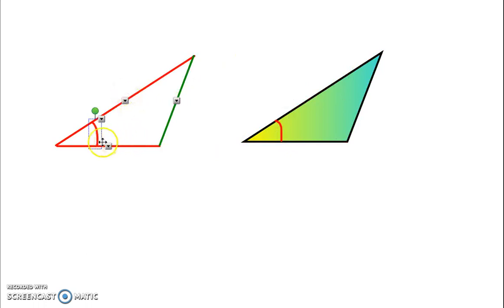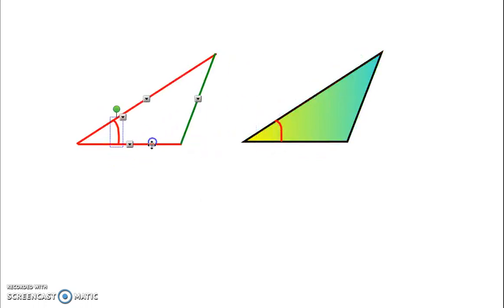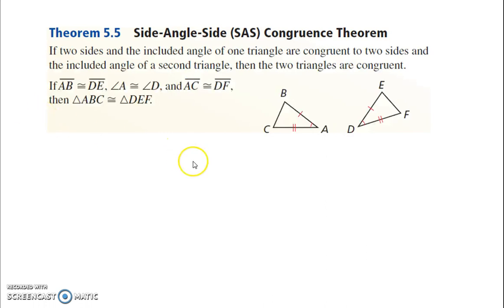So if two of the sides and the angle in between are congruent, then that third side and the rest of the angles have to also be congruent, because there's only one way to connect those two sides. So that's the side angle side congruence theorem.